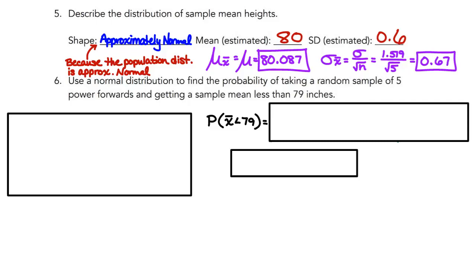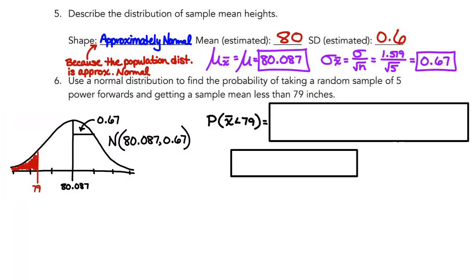What's the first thing you should do on number 6 before you grab your calculator, before you do anything else? Draw a picture. And your picture should look like a normal distribution. So you should have a normal distribution curve. You need to have your mean in the center. We know the mean because it's the same as my population mean, so 80.087 goes in the center. Standard deviation of 0.67 needs to be labeled. We need that capital N. We need the mean and the standard deviation labeled. There we go.